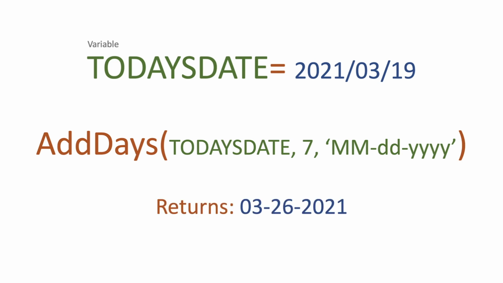And what we'll get as a return is 03-26-2021. So we'll get the 26th of March 2021, we've got the 7 days added, and we've changed the formatting of the date. So let's see this on Power Automate then.